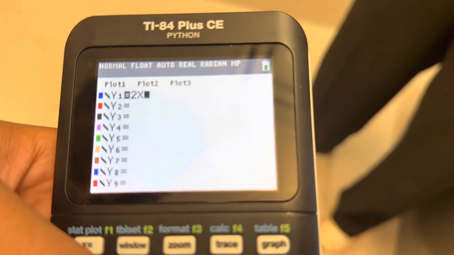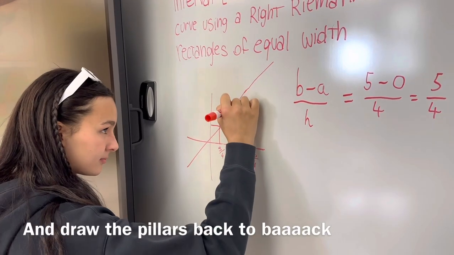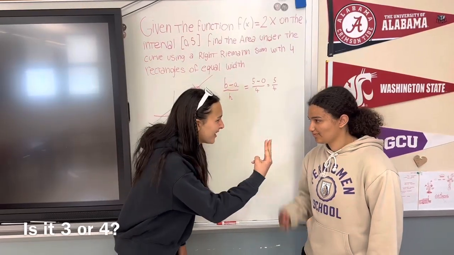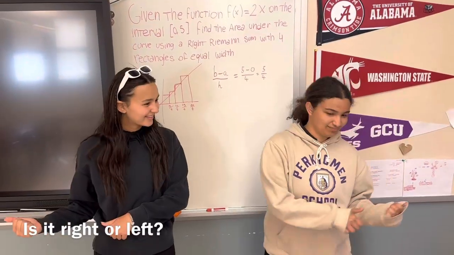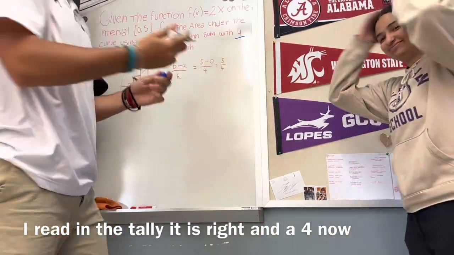Put the numbers in what I want, but the rest I'm done. I sketch it up and draw it till it's back to back. Is it 3 or 4? Is it right or left? I read in the tally, it is right and a 4 now.